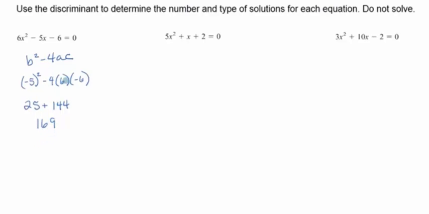So now we know that the discriminant is a positive number. That means we're going to have real solutions. And it's a perfect square. So we'll have rational numbers because the square root will completely fall out. So two rational solutions.